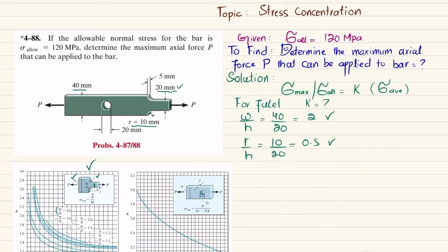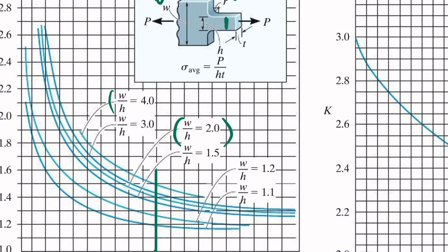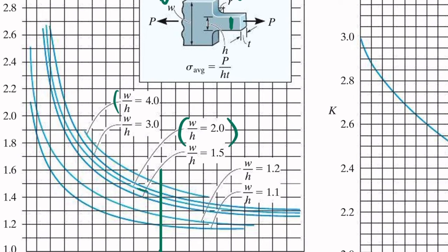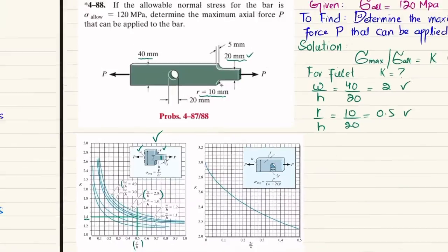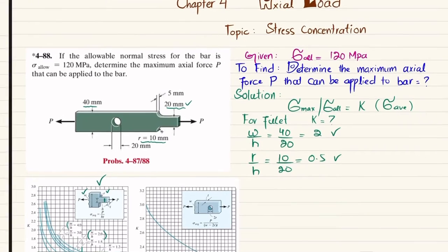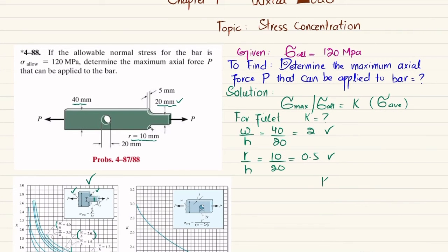So using this figure, you can see this is 0.5. If I draw a vertical line, it will cross this graph for W by H equal to 2, and that is intersecting over here. If you take a horizontal line, it will intersect the y-axis, and K will be 1.4. So K is equal to 1.4.